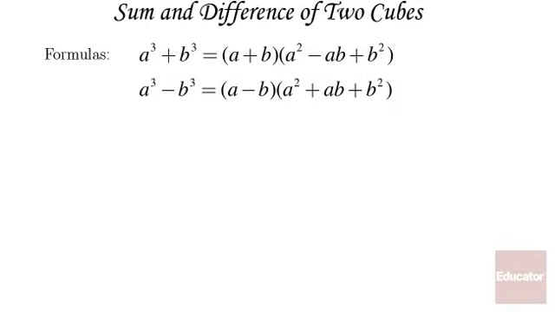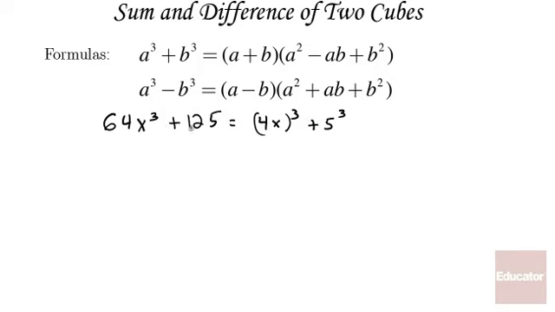Now, going on to a new concept with factoring: the sum and difference of two cubes. You're familiar with working with squares, and now we're talking about the sum and difference of two cubes. Let's look at an example. 64x cubed plus 125. The cube root of 64 is 4, the cube root of x cubed is x, and the cube root of 125 is 5.